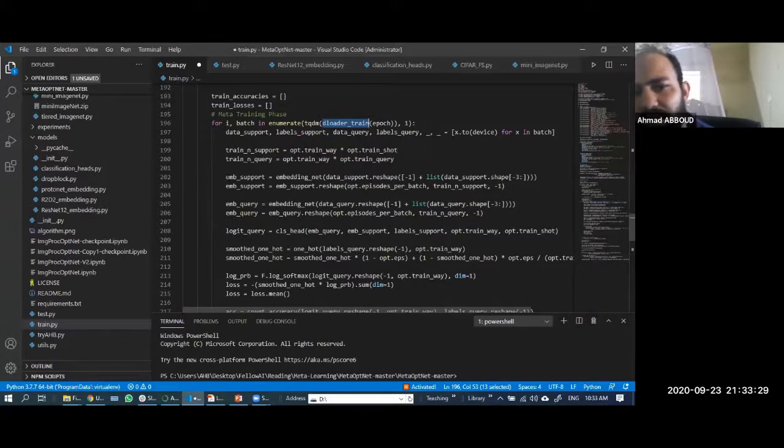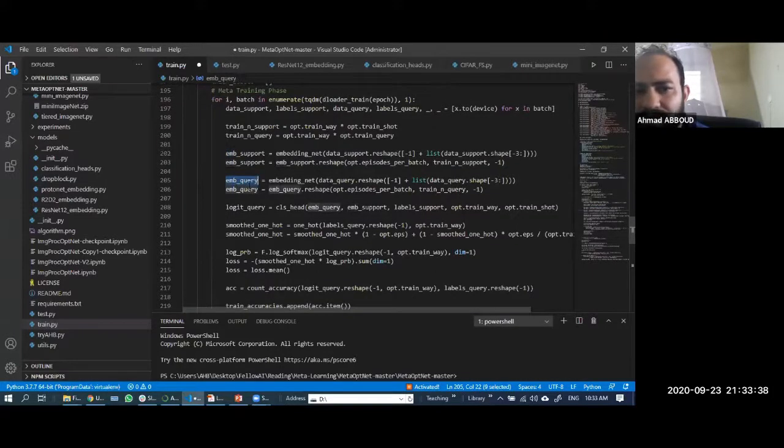When I say embedding, I'm speaking about the embedding model. The embedding query is the result of the embedding model, and they use one of them with the novel and one with the base dataset. And when I say logit query, it comes from the head, the head model, which is in general an SVM or other models. They use ridge regression and other models as a class head.